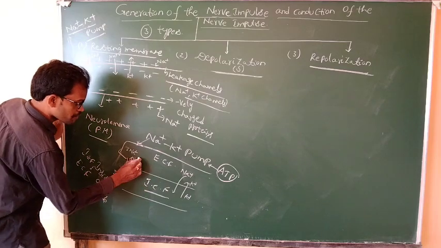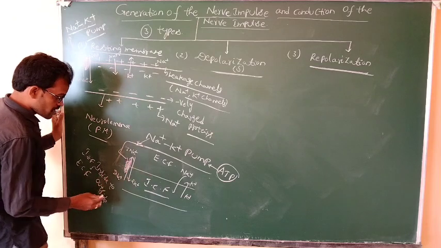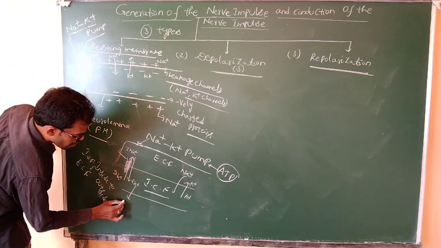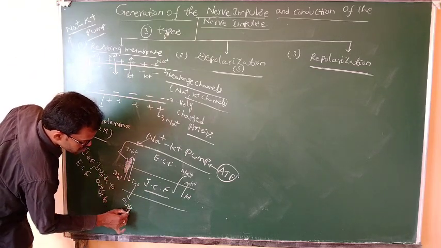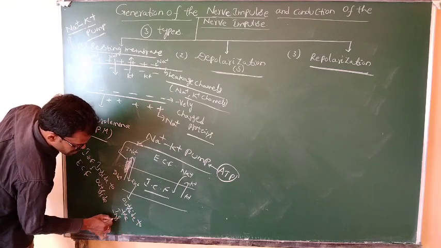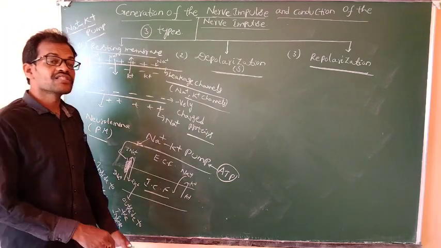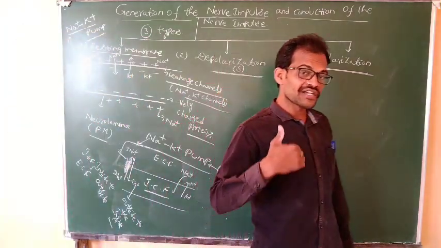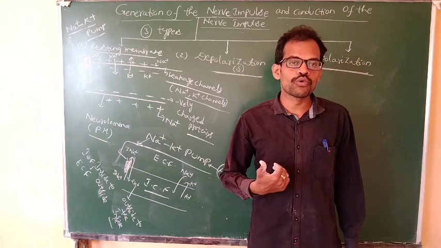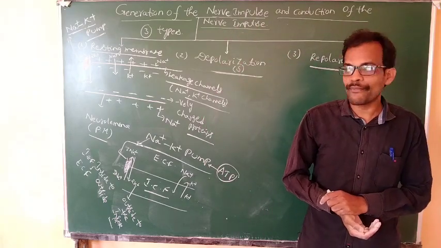Two potassium ions are sent from the outside to the inside. Whenever three sodium ions move from the inside to the outside, two potassium ions move from the outside to the inside, and they maintain the balance.